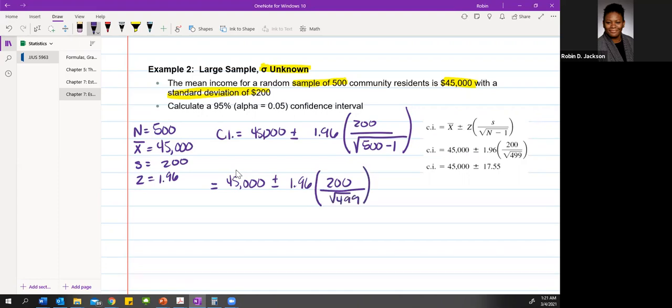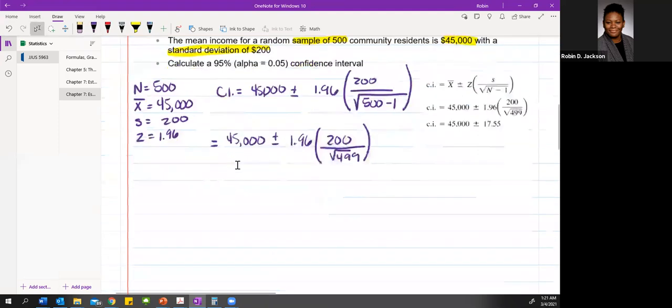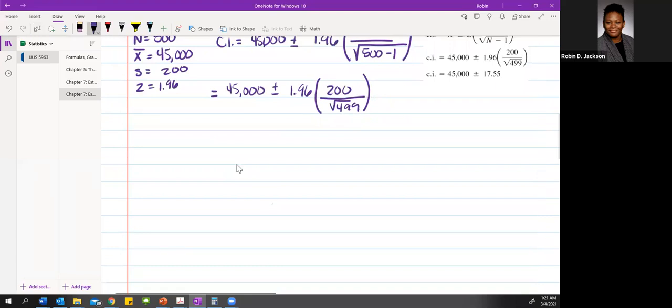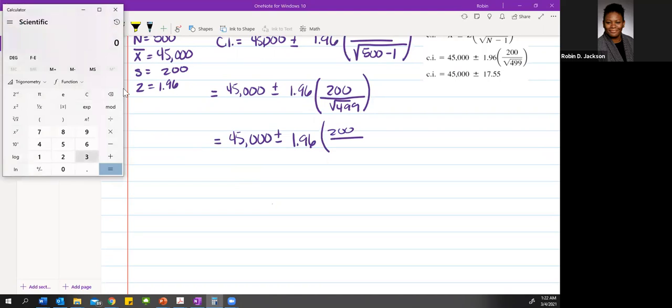I know some of you are like, you really don't have to write out all these steps. It helps. I know for some people it may seem tedious, but it does in fact help. It helps you figure out where things go right or go wrong. Okay, so 45,000 plus or minus 1.96, multiplied by 200 divided by the square root of 499.